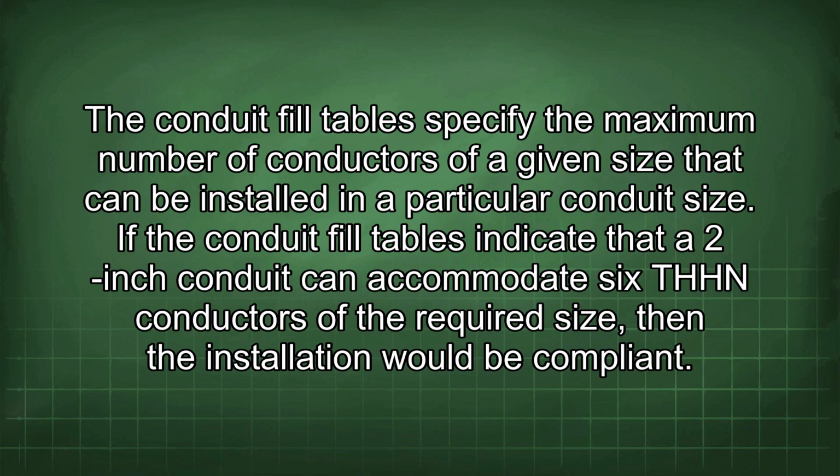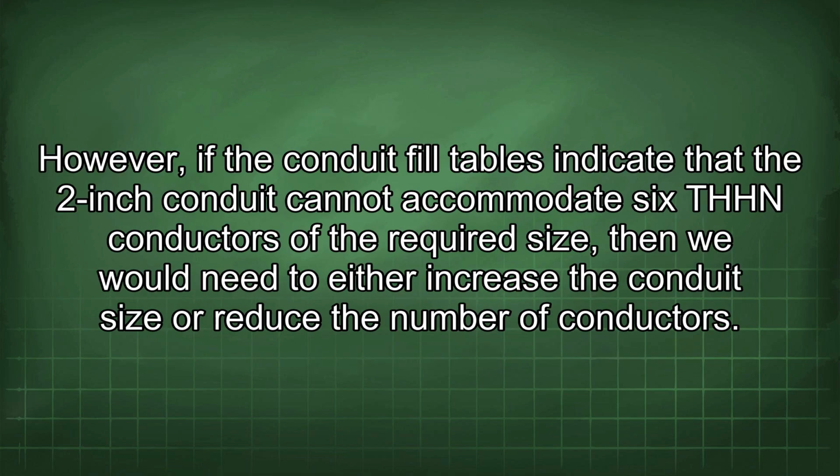If the conduit fill tables indicate that a 2-inch conduit can accommodate 6 THHN conductors of the required size, then the installation would be compliant. However, if the conduit fill tables indicate that the 2-inch conduit cannot accommodate 6 THHN conductors of the required size, then we would need to either increase the conduit size or reduce the number of conductors.